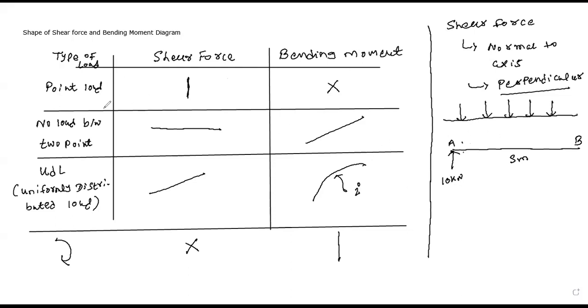Now second case, no load between 2 points. બે point ના વચ્ચે કોઈ લોડ નથી. Just case A and B. A અને B ની વચ્ચે કોઈ લોડ છે? Please confirm me. No, નથી કોઈ લોડ. A અને B ની વચ્ચે કોઈ લોડ નથી. બરાબર. Now I am dividing this 5 meter into 5 part.